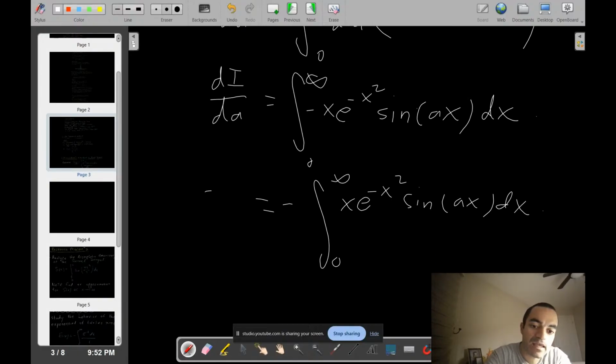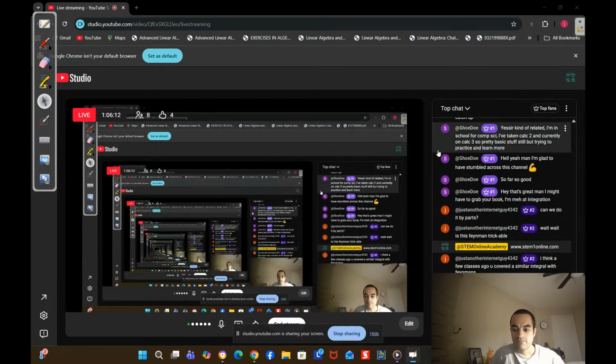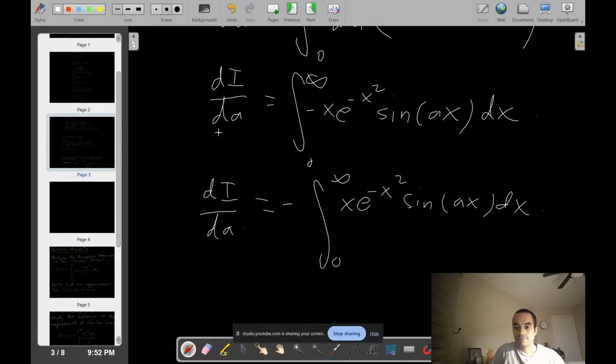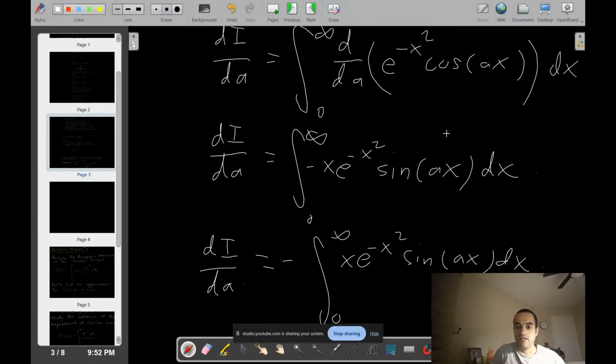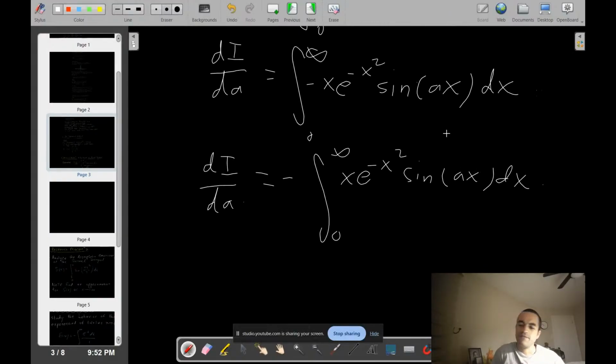Okay, and this is my dA. So do you all agree? That would be my dA. Because I'm differentiating with respect to A, everything else remains constant from the chain rule. So I'm pulling everything out. That is dA. So minus the integral from 0 to infinity x e to negative x squared sine of ax dx. Okay, so we've got that, because the x came out.